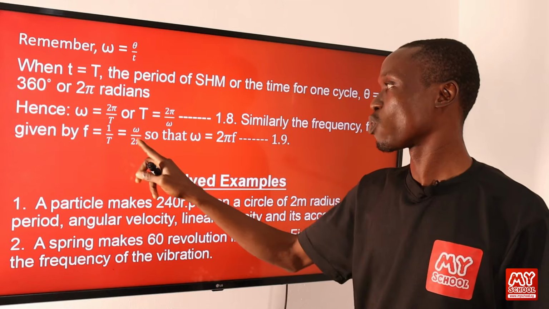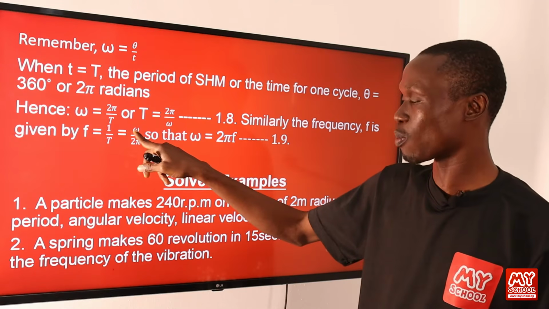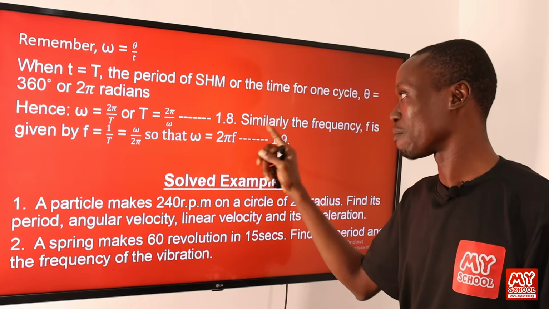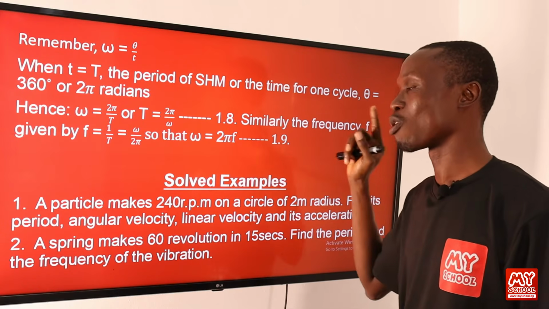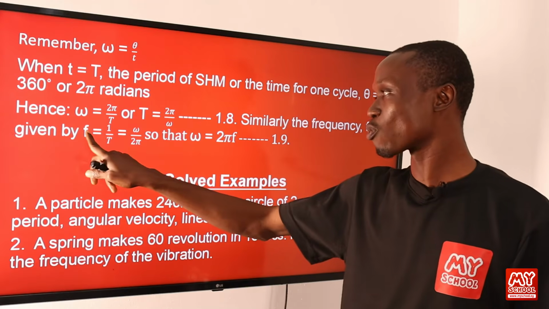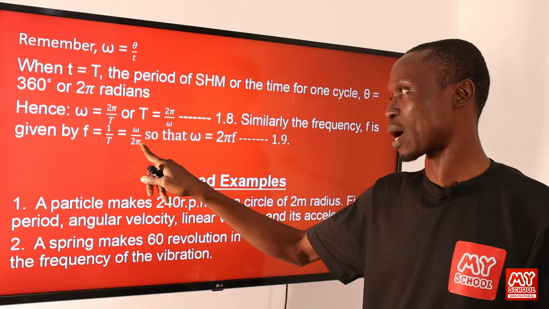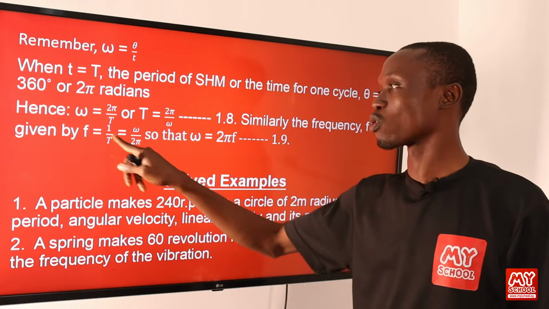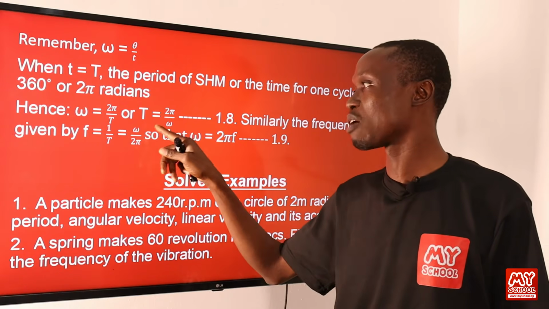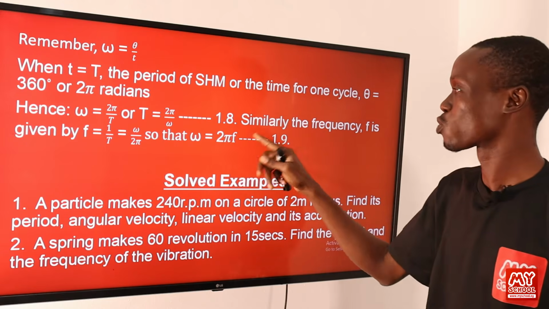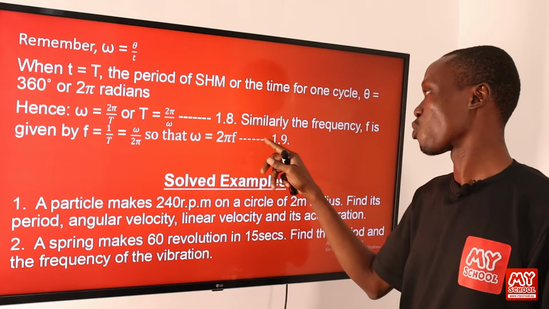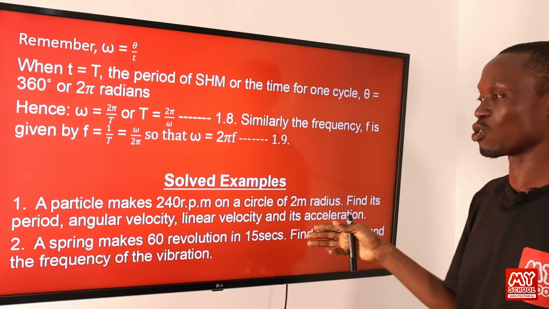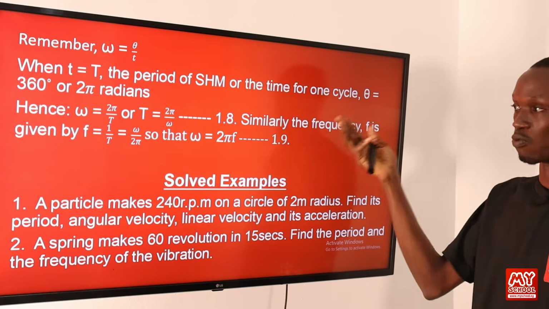From here, we can as well get another formula for calculating omega: omega is equal to 2 pi f, where f stands for frequency. Since our frequency is equal to omega over 2 pi, we can make omega the subject of formula by simply cross multiplying. So if we cross multiply, we have that omega is equal to 2 pi f, and we call this equation 1.9. Below are some examples for us to apply these formulas.